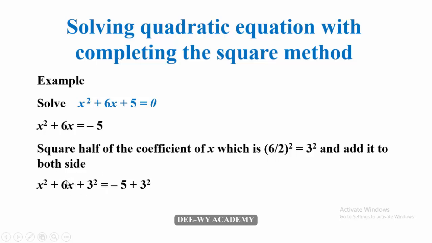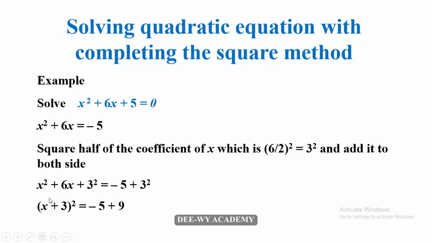Now, for you to make it a perfect square, you pick these values that are square at this side of the equation. That is x squared and plus 3 squared. You pick these two values and square them. When you square them, you have open bracket x plus 3 close bracket all square is equal to minus 5 plus 9, and you have your 9 from 3 raised to power 2. 3 raised to power 2 means 3 times 3. 3 times 3 gives 9.